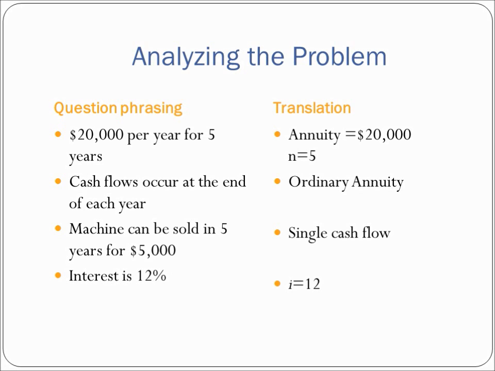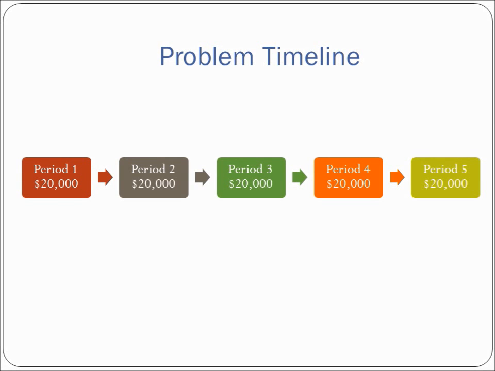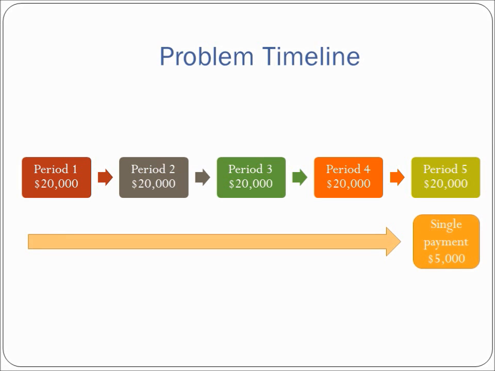Now that we have organized the question into useful information, we're ready to calculate the present value of the cash savings. The easiest way to visualize the problem is to draw a timeline. Here we can see that we have 5 periods with 5 equal payments, with an additional payment in the last period. The easiest way to solve for the present value of the cash savings is to find the present value of the single cash flow and then add that amount to the present value of the ordinary annuity.